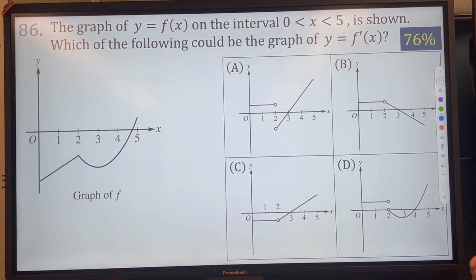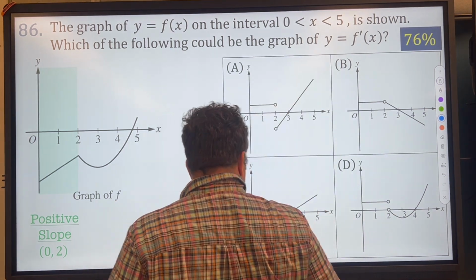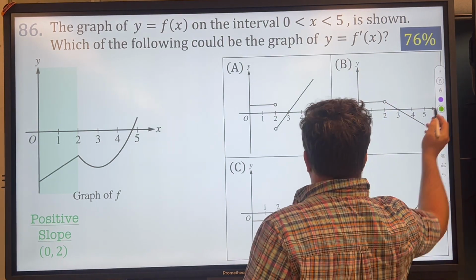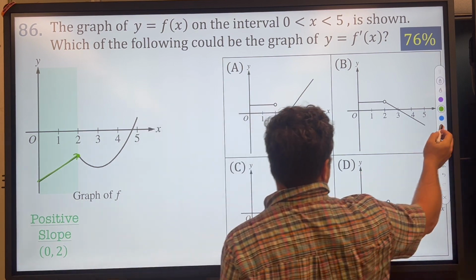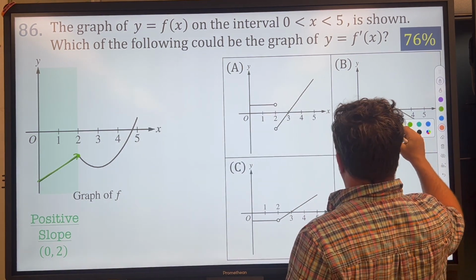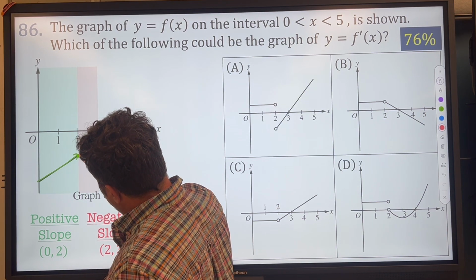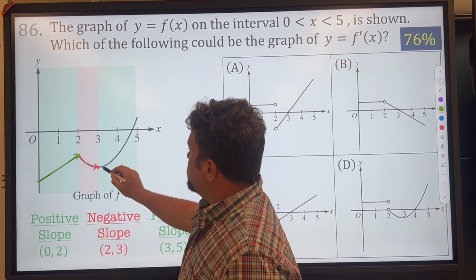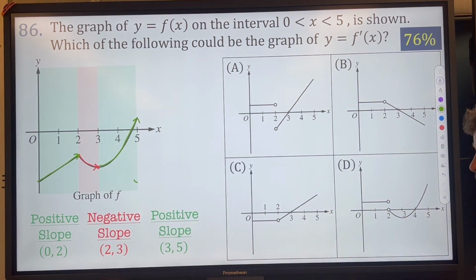We're almost there. So first thing you have to do is look at your graph of f, and you see that there is a positive slope from 0 to 2. What that means is my graph is rising from 0 to 2. As you can see here, it's just going up. And then once it gets to 2, my graph starts to go down. When it goes down, that means it has a negative slope. And it goes down until it gets to this point. And then the slope becomes positive again.